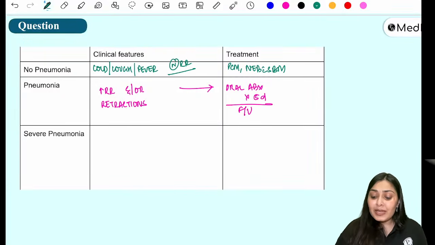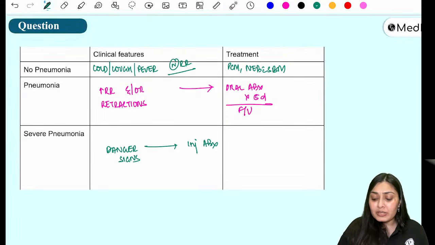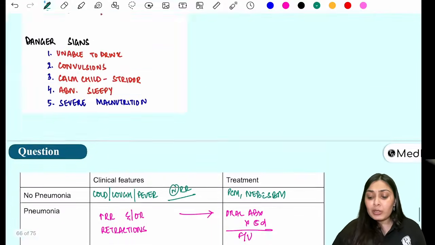But if there is any of the danger signs, then this is severe pneumonia. Here we give injectable antibiotic, ampicillin, gentamicin, and refer the patient. So let's go back into this scenario.